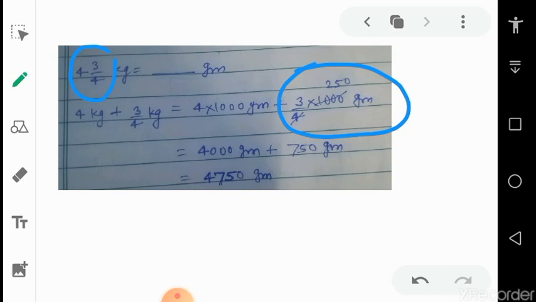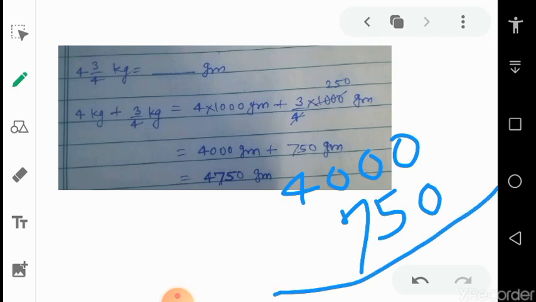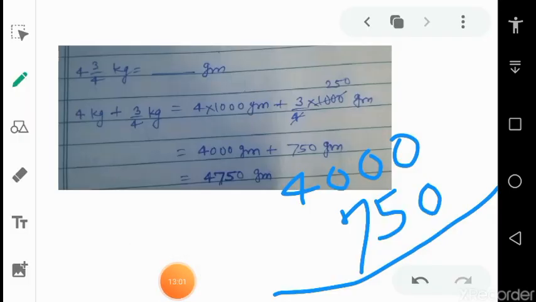And students, you might have some problem in adding these numbers, so let me help you. If you are adding 4000 to 750, now you want to write 750, then according to the place of the digits it should be written. So at ones place there is 0, tens place 5, and hundreds place there is 7. So in this way you have to write and add the numbers. Finally you will have 4750 gram. So this will be the answer.